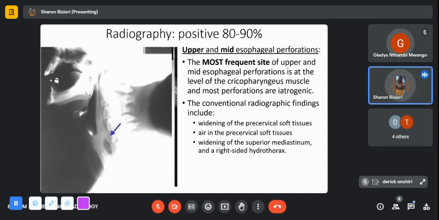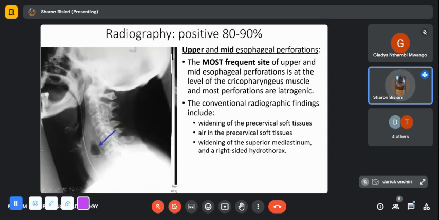So in this next image, we have a lateral radiograph of the cervical spine. And what we can see, as pointed at by this blue arrow, is air within the precervical soft tissues. This patient later on had an NGT put in place, and posterior to it, we can confirm that this pocket of air is not within the esophagus, and it's actually within the precervical soft tissues. And you can also note thickening of the same precervical soft tissue. So these are all the signs that we've mentioned.